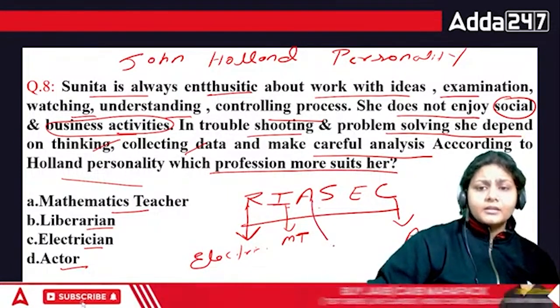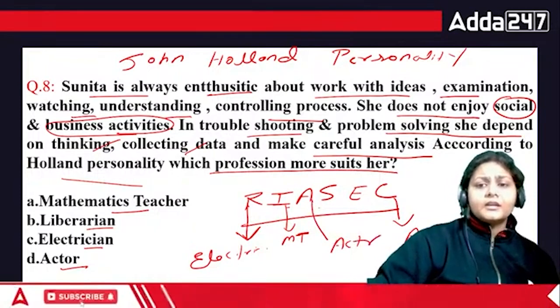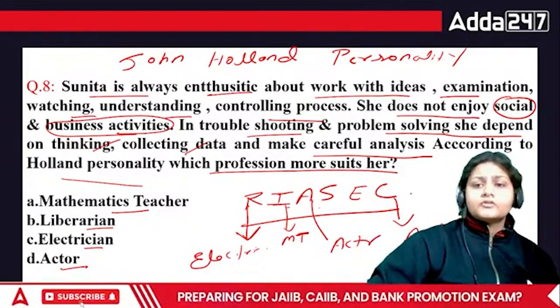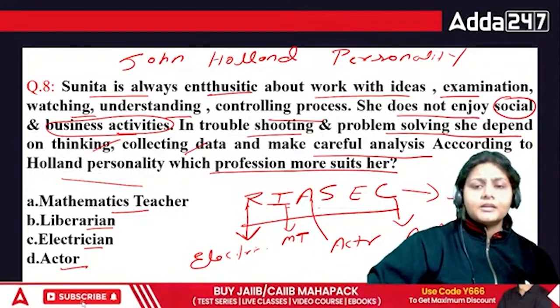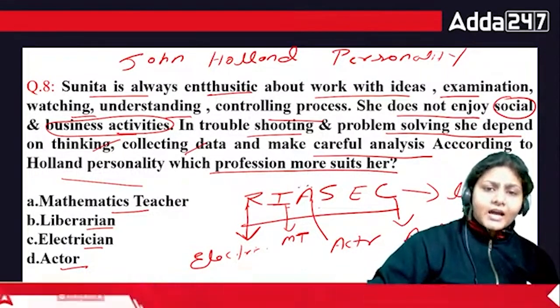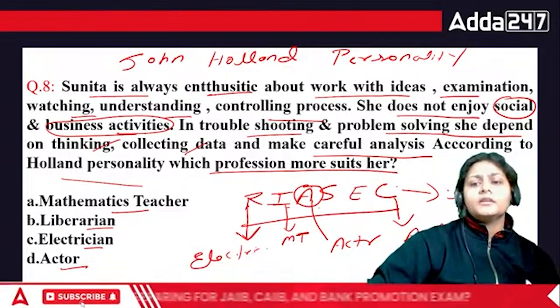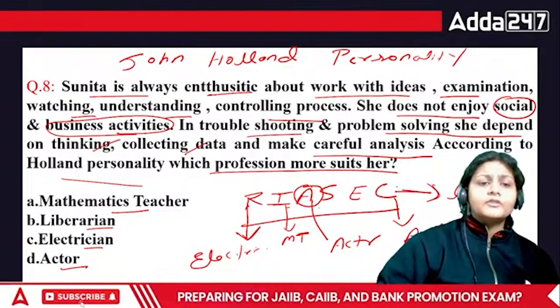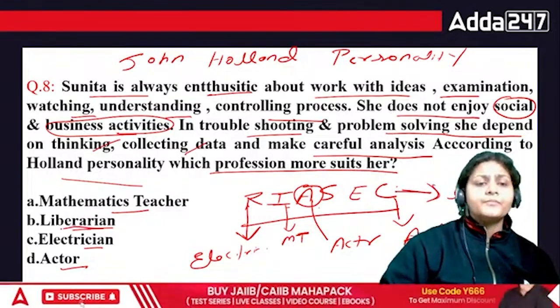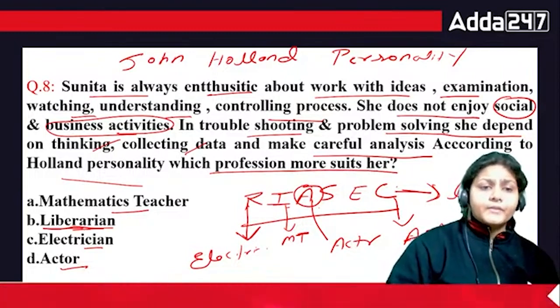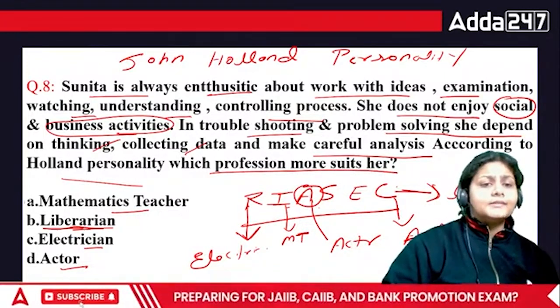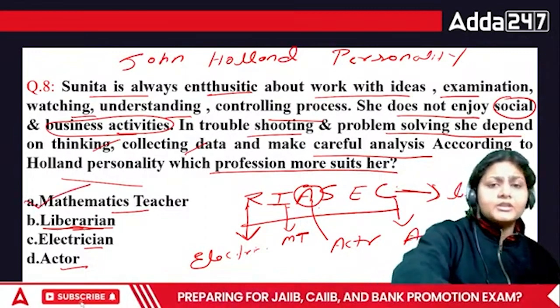This is actually the actor, artistic. This is the conventional, so this is the example of librarian. Conventional, not creative, that is artistic. For conventional, the librarian suits, because they have to go by the detail orientation, orderly. So here the answer is mathematics teacher, she can become.